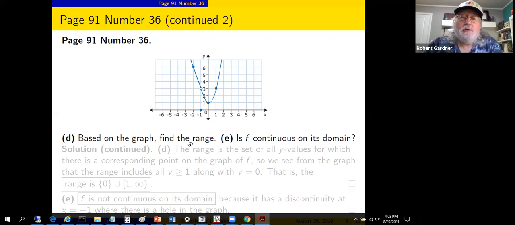What's the range? So I look for y values. Get these y values out, get these y values out. Actually, these up here, I get them all out twice, once on the left and once on the right. 5, for example, comes out here and here.